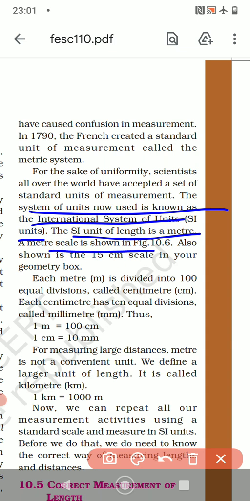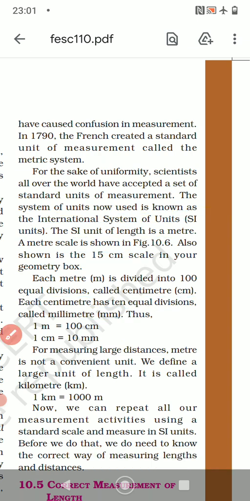A meter scale is shown in figure 10.6. And also, there is a 15 centimeter scale in your geometry box. Each meter is divided into 100 equal divisions called centimeters, and each centimeter has 10 equal divisions called millimeters. So 1 meter is 100 centimeters and 1 centimeter is 10 millimeters.